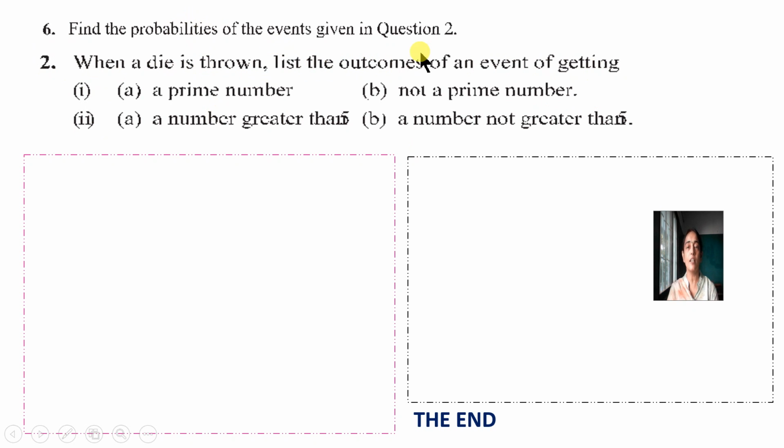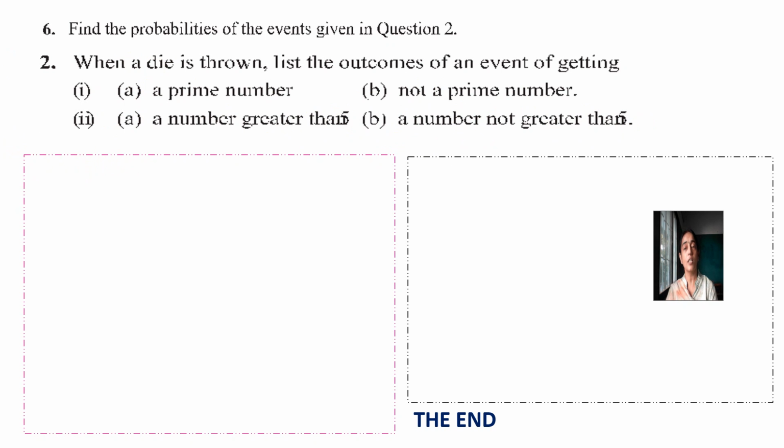We have already listed the outcomes. But now we have to find the probabilities of all this. Of getting a prime number, of not getting a prime number, getting a number greater than 5 or getting a number not greater than 5. So again we'll follow the same pattern. We will first write down total outcome.